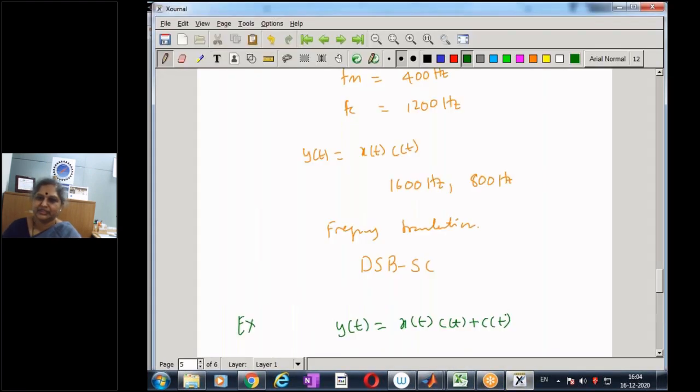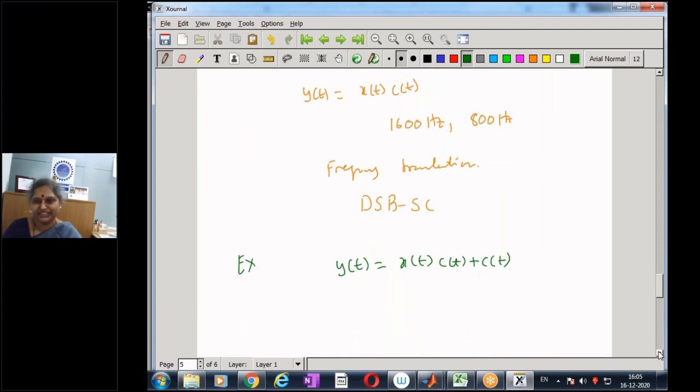And this form of multiplication and addition is what is used in commercial amplitude modulation or broadcast communication.